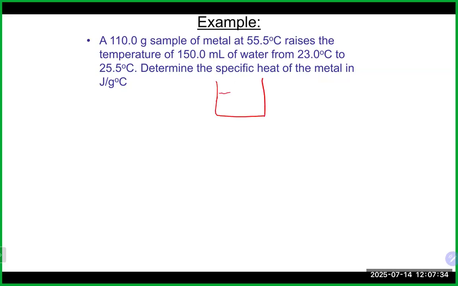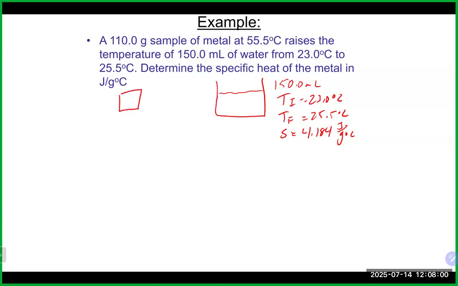We have basically some water here, and we have 150 milliliters of it. It is at an initial temperature of 23 degrees Celsius. It goes to a final temperature of 25.5 degrees Celsius when the metal goes in. We always know the specific heat capacity of liquid water, 4.184 joules per gram per degree Celsius.